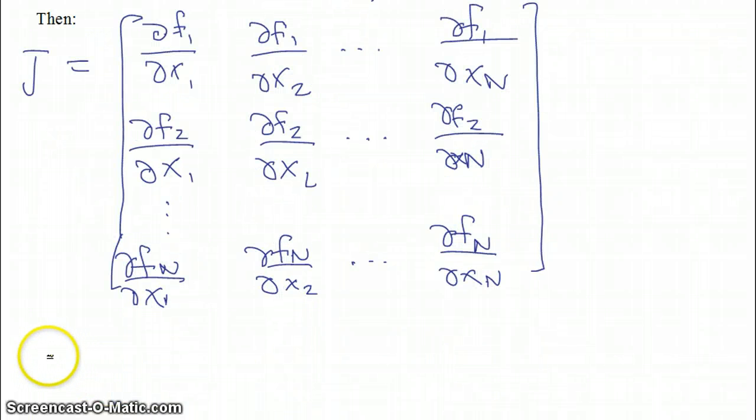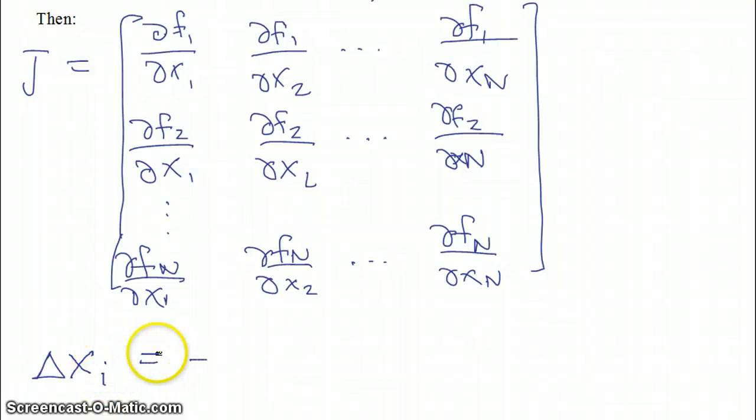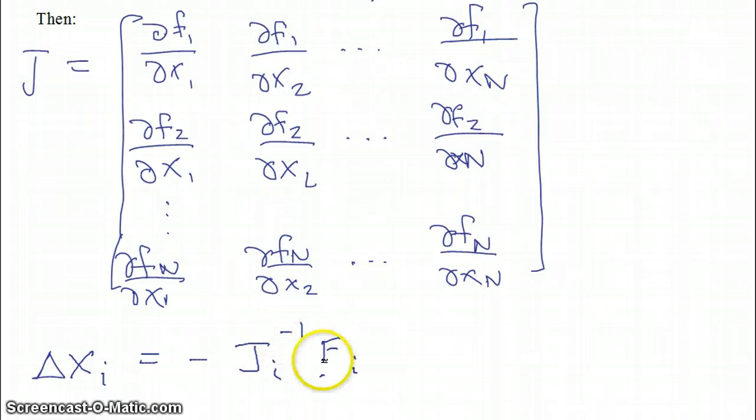Then in the end we have delta xi is equal to minus ji inverse fi in the exact same way we had before, except for now we just have an n by n system instead of just a 2 by 2 system.